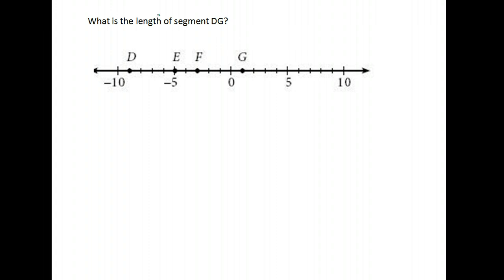Right, and here is one more. Find the length of segment DG. So again, find their coordinates, so we know how far apart they are. D is located right next to negative 10. It's at negative 9. G is at 1. So we have the absolute value of negative 9 minus 1. Negative 9 minus 1 is negative 10, and the absolute value of negative 10 is just plain old 10.